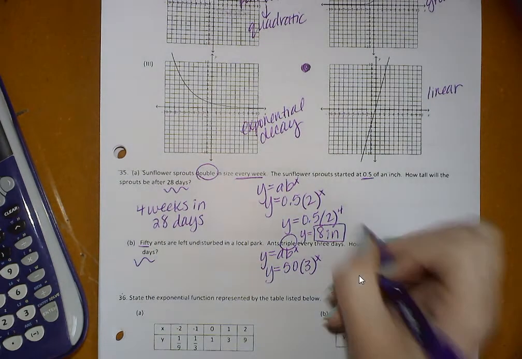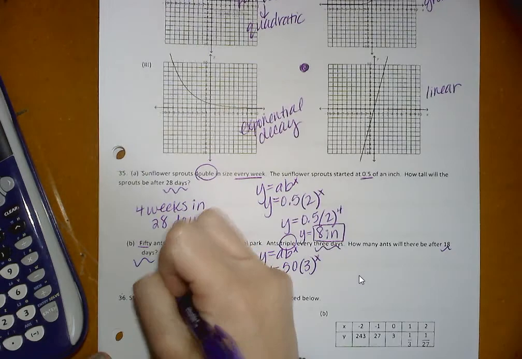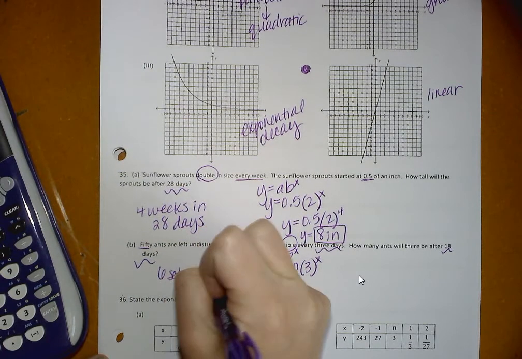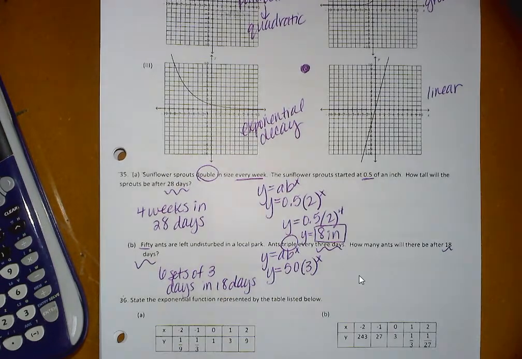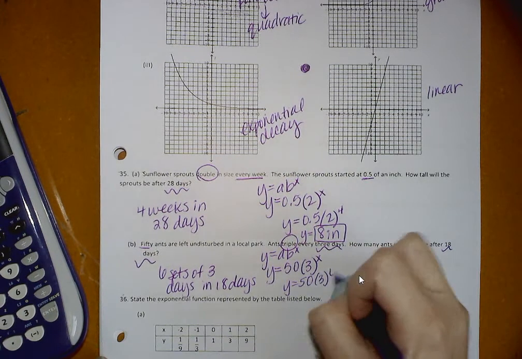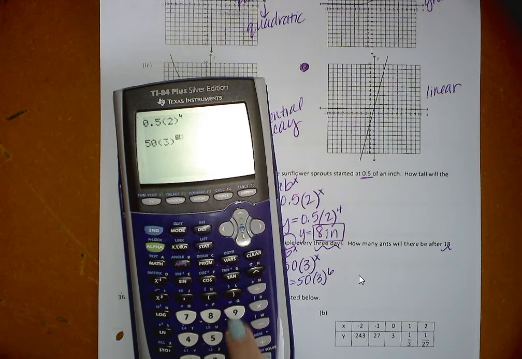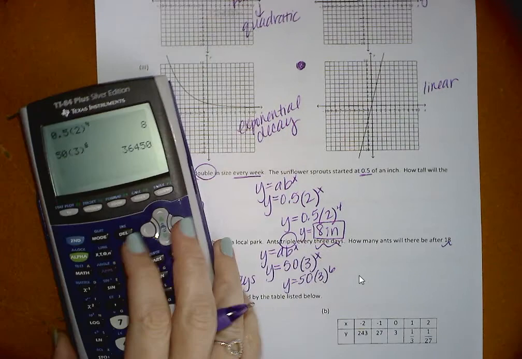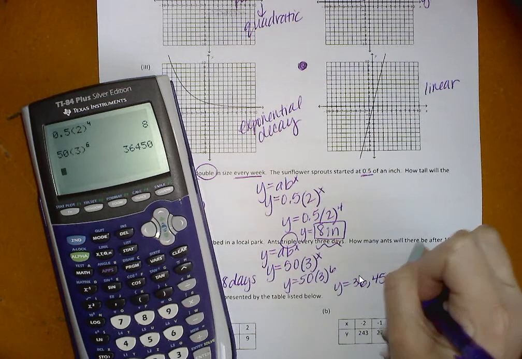And they're doing this every 3 days. So you have to think, how many sets of 3 days are in 18 days? So there's 6 sets of 3 days in 18 days. So that's just a little side note. That's going to be our x. So y equals 50 times 3 to the 6th. So if we type that into our calculator, we are going to get a lot of ants, which is 36,450 ants.